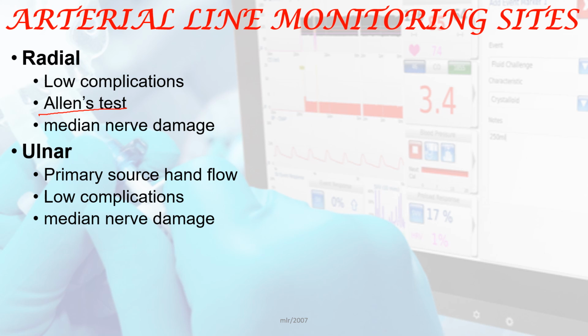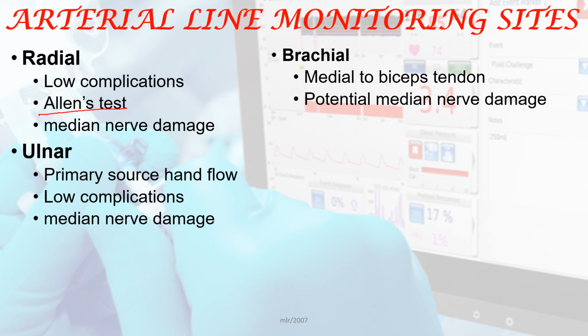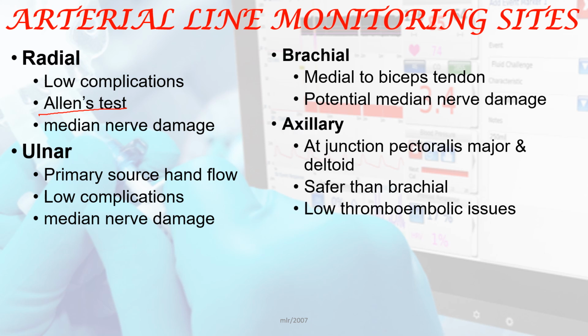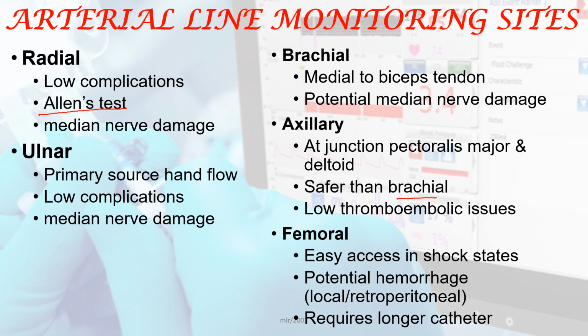The next site we prefer is the ulnar artery. It is the primary source of hand flow with low complications, and median nerve damage is expected. Then the brachial artery, medial to the biceps tendon, where potential median nerve damage is there. Then the axillary artery at the junction of pectoralis major and the deltoid. The axillary site is safer than the brachial and has low thromboembolic issues. Next is the femoral artery. It is easy access in shock stage. Potential hemorrhage or local retroperitoneal hematoma is the risk, and it requires a longer catheter.